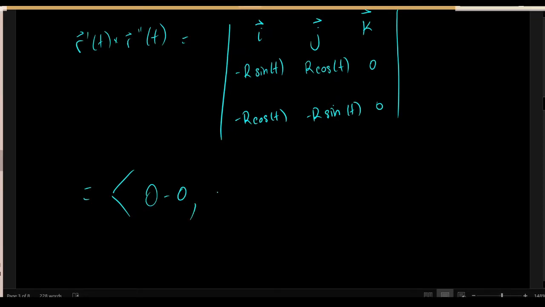Similarly for j. For the j component, for the second number, negative r sine t would be multiplied by 0, and so would the negative r cos t. It's only the final component that starts to get interesting. For the final component, looking at the products in the first two columns, we have negative r sine t times negative r sine t. The two minus signs cancel, giving me positive r times r, sine times sine. Adding r times r, cos times cos.